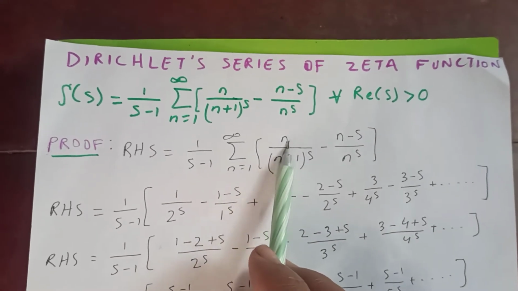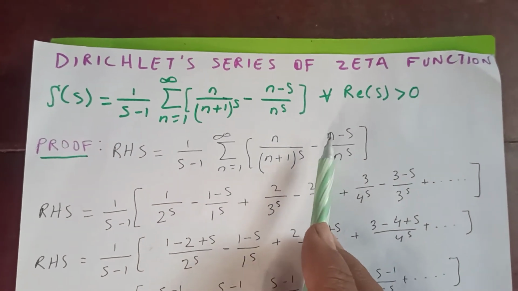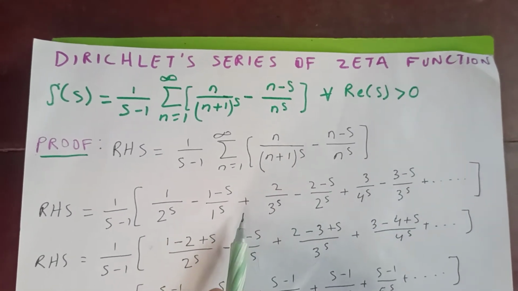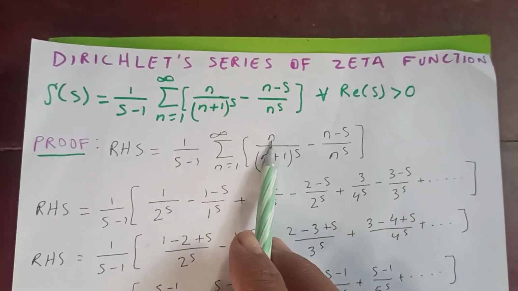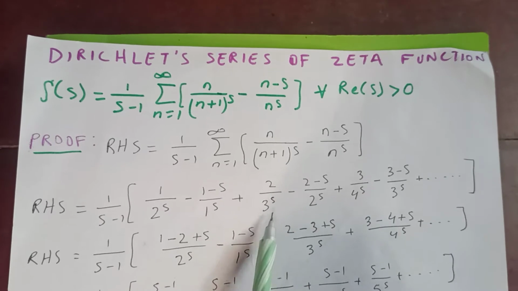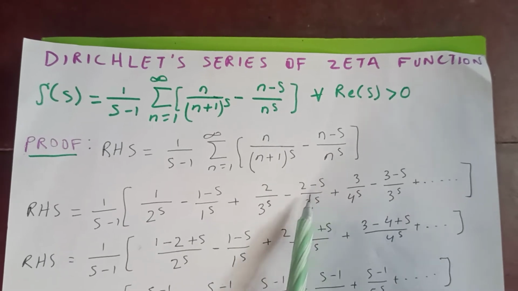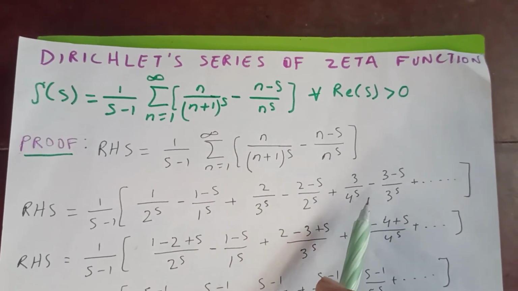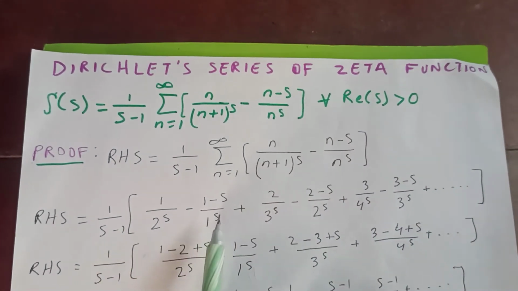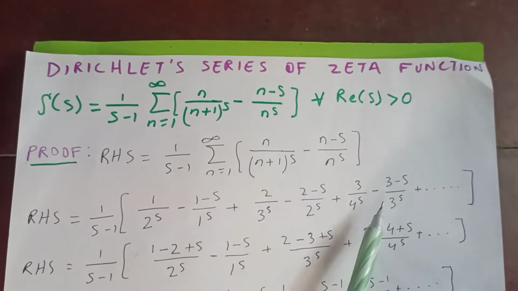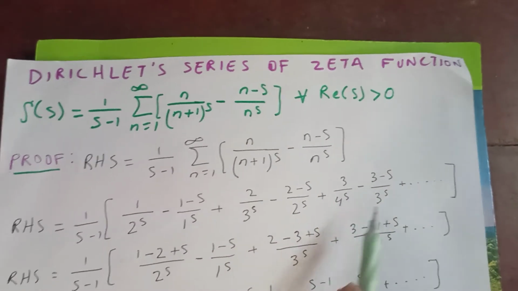When n is equal to 1, this will be 1 over (1 plus 1), which is 2 to the s, minus 1 minus s upon 1 to the s. Then for n equal to 2: 2 upon (2 plus 1), which is 3 to the s, minus 2 minus s upon 2 to the s. Now plugging in n equal to 3: 3 upon 4 to the s minus 3 minus s upon 3 to the s, plus and so on. If you plug in 4, 5, 6 and so on, you get a series like this, okay?